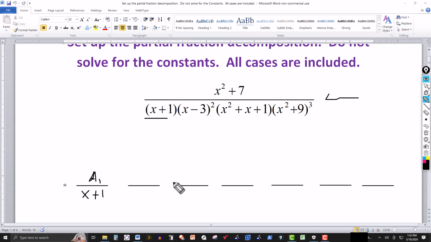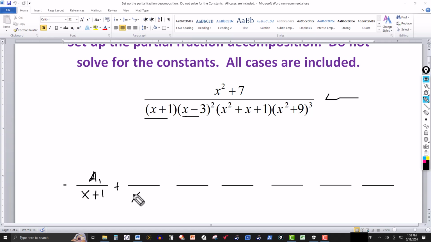a1, a2, a3, and so on. And that's it for that one. Now the second factor, I'm going to plus here. The second factor is x minus 3. That's linear, but notice it's squared. So the first case here was linear and not repeated. That was the first one. This one is linear and it's repeated.